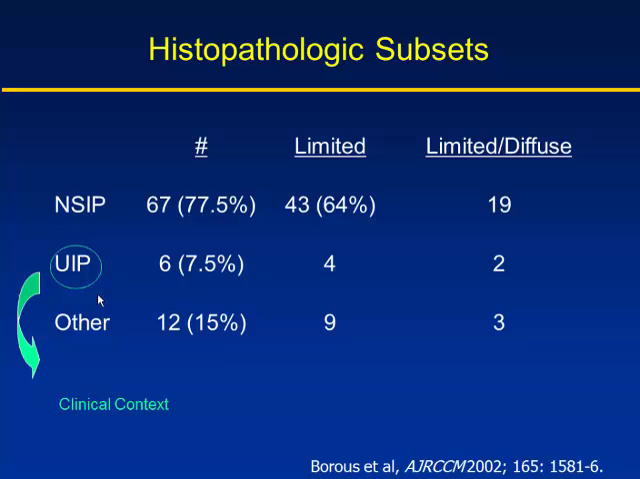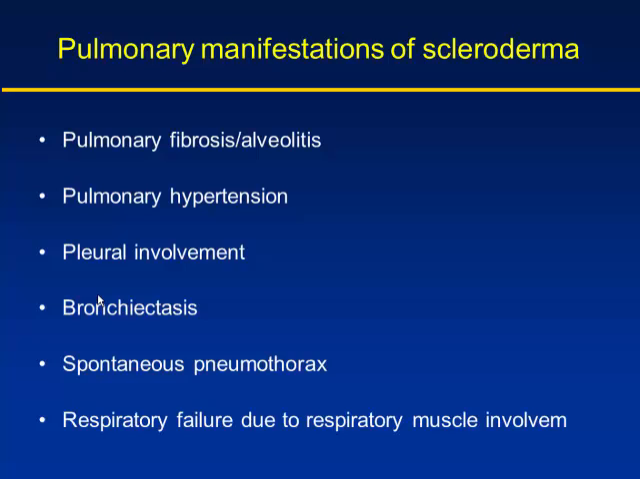characteristic of ILD. And the implications of that is that this one might respond to steroids, for instance, or treatment, whereas the other one would be early referral to transplant, right? So it's important to apply the histology within the clinical context, especially in ILD. It's very important. And again, there's multiple manifestations from a pulmonary perspective from scleroderma. We can get the pulmonary fibrosis, you can get PH, there can be pleural involvement, bronchiectasis, etc.